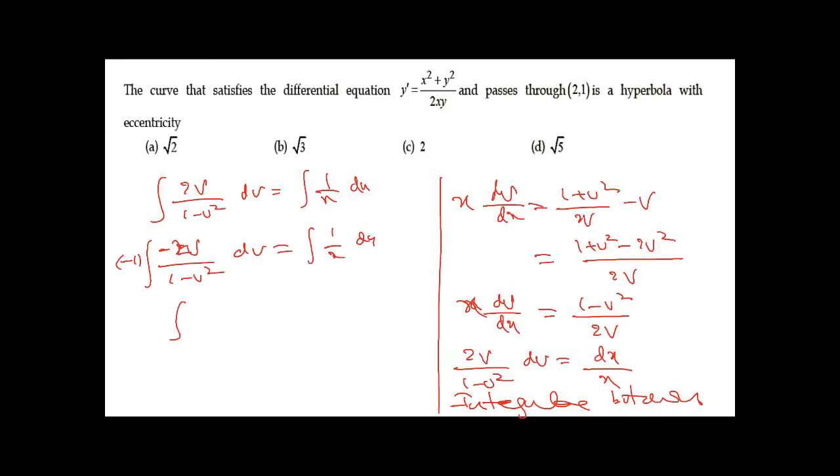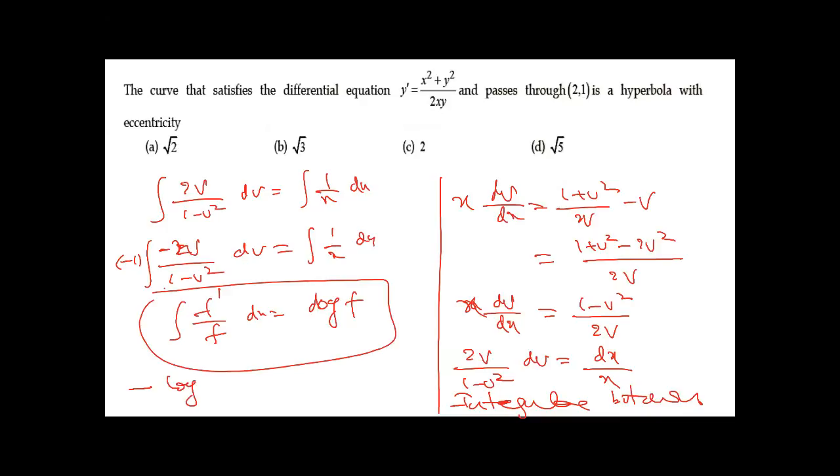So you have one formula: the integral of f dash by f dx is log f. Yes, log f. So using this formula, the derivative of 1 minus v square is minus 2v. That means this integral is minus log of 1 minus v square. And here, log x plus constant, in place of the constant you can write log c, or log k, anything you can take now.